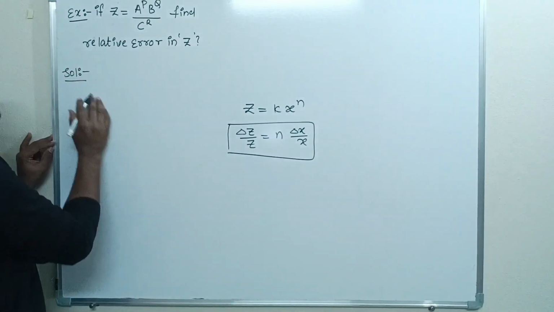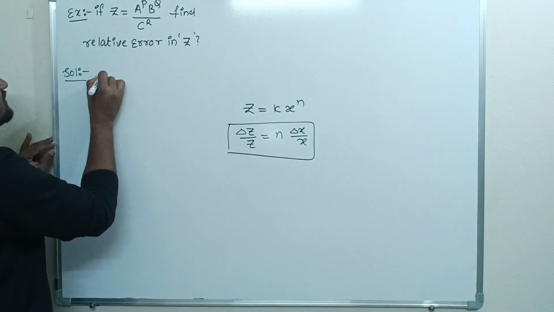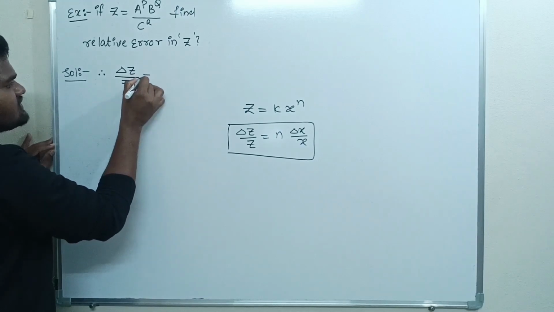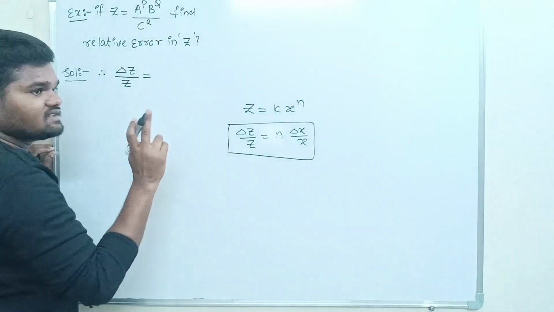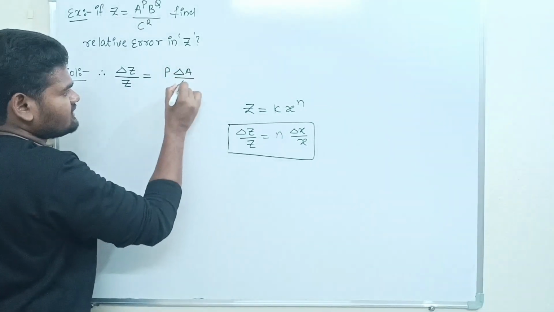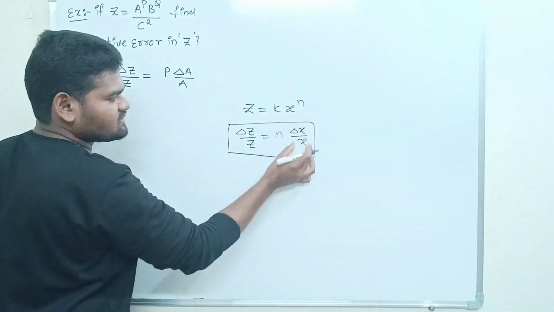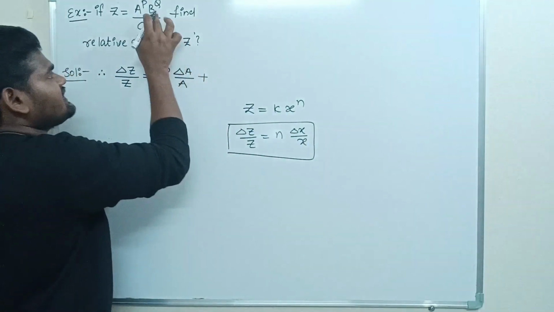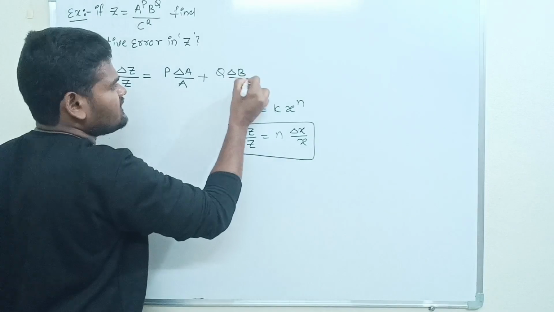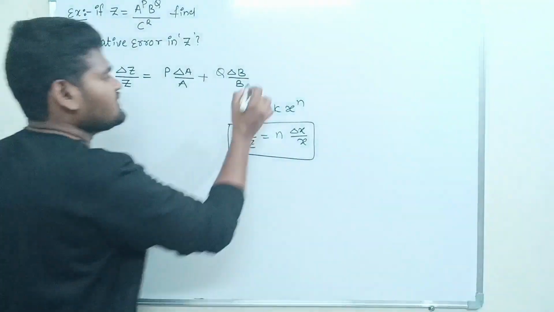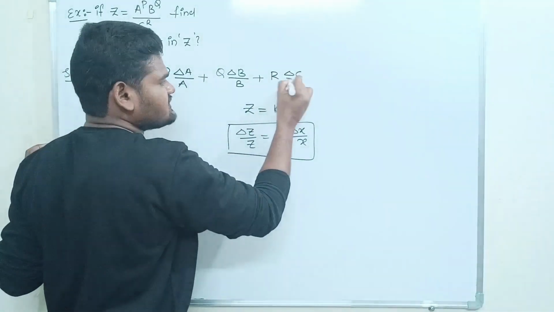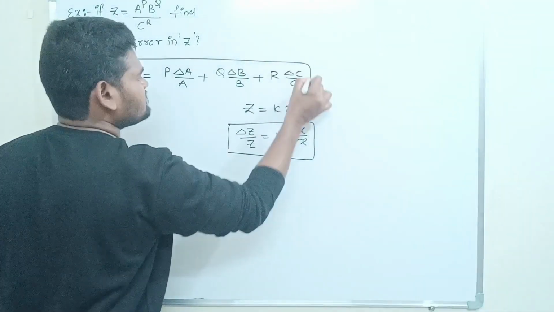Solution. He is asking the relative error in z. Therefore, delta z by z is equal to, what is the power of a? The power of a is p. Just put p here into delta a by a, plus, what is the next quantity? B. What is the power of B? Q into delta B by B. Plus, what is the power of C? We have R. Just put R here into delta C by C. So this is your answer.